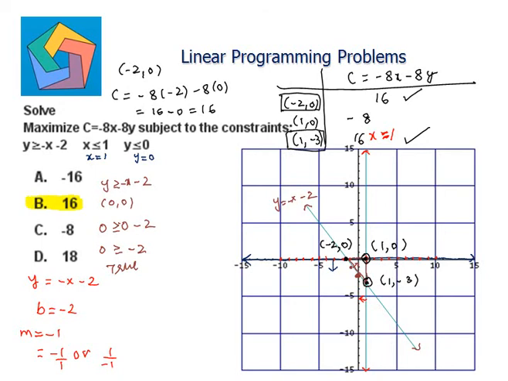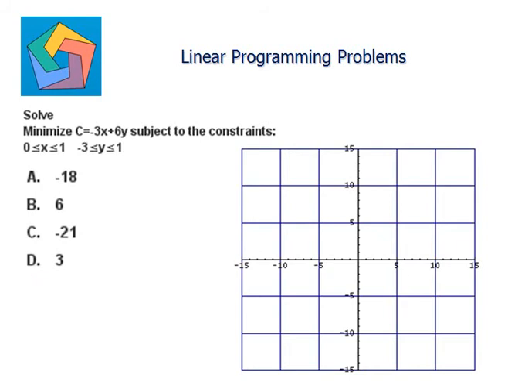Next problem. Solve. Minimize C is equal to negative 3x plus 6y subject to the constraints 0 less than or equal to x less than or equal to 1 and negative 3 less than or equal to y less than or equal to 1. So here I can say my x is greater than or equal to 0 and my x is less than or equal to 1. Y is greater than or equal to negative 3. Y is less than or equal to 1.